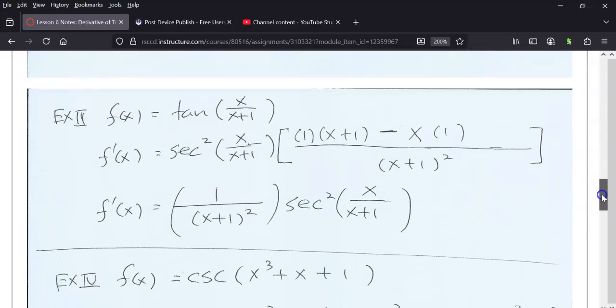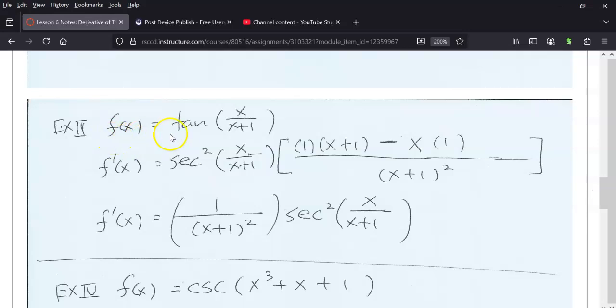Okay, let's look at the tangent function here. If f of x is equal to tangent of x over x plus 1, now this is where you can see a quotient, so we know the quotient rule is going to be at play. Tangent, when you take the derivative, becomes secant squared. So secant squared of x over x plus 1. Then the derivative of what's inside, so we apply the chain rule. Since the part we're applying the chain rule to is a quotient, we do the quotient rule.